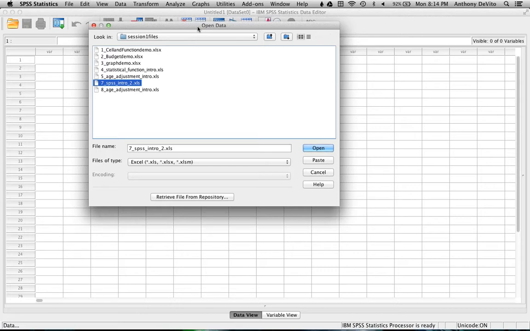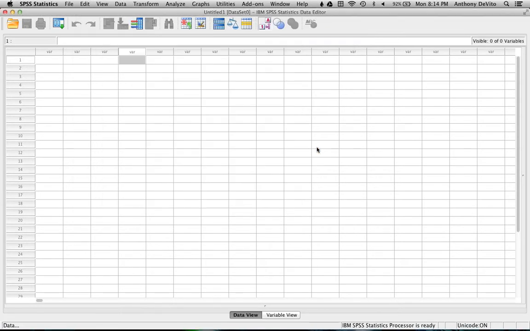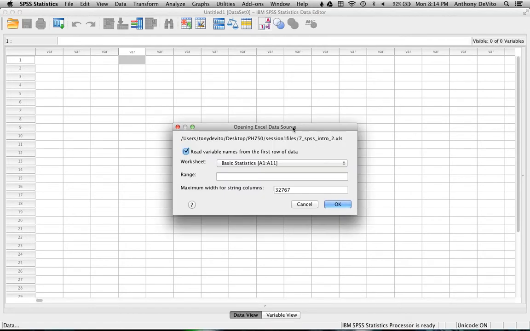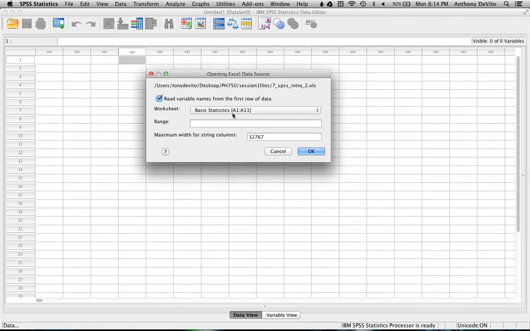In the first column, I have 10 numbers, but at the top, the first cell, I have BP for blood pressure. It's the only difference between the file that you saw that we just worked on and this SPSS intro file. But it's an Excel file, so I'm going to open that file. Then it asks me, hey, I found the file. There seems to be basic statistics between A1 and A11, just what I expect. BP plus 10 numbers, right, in that A1 through A11.